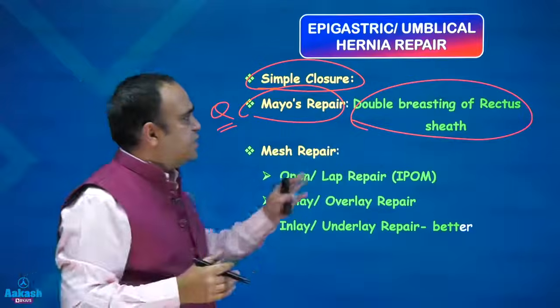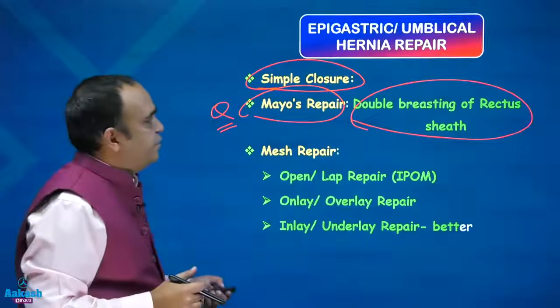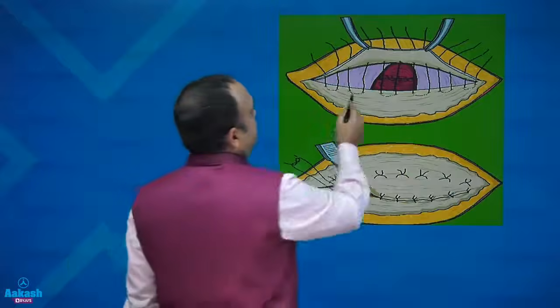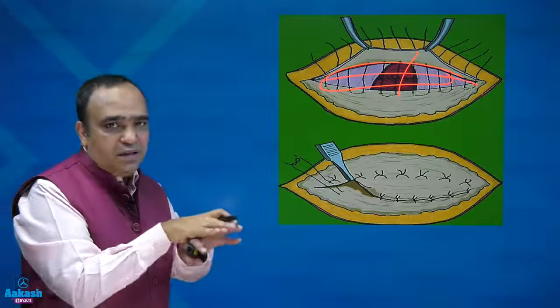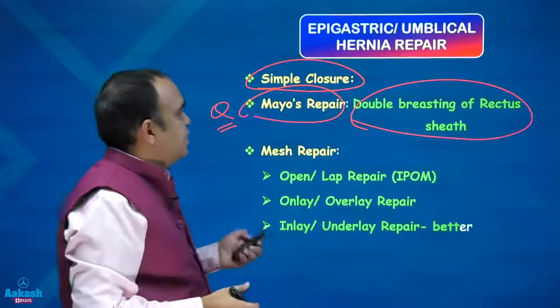We are not putting any external mesh. So that's double breasting of the rectus sheath, like in this picture you can see. So that's a rectus sheath with the defect. So double breasting again, one over the other. So that gives additional strength.